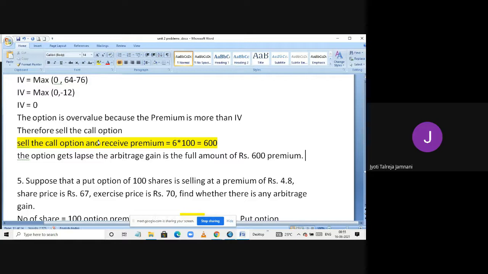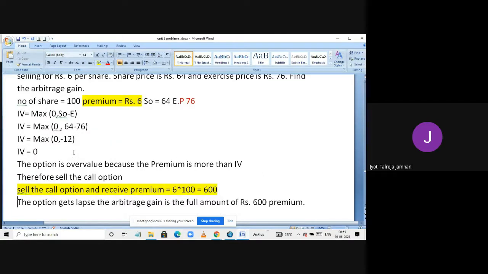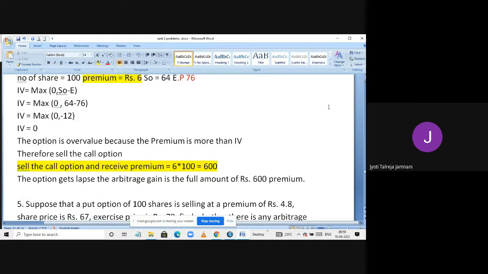This I had taught you yesterday, but then it was incorrect, because when the intrinsic value is 0, the call option holder will never exercise and accept a loss of 12 rupees. According to him, if he does it, he will lose 12 rupees here plus 6 rupees premium, total 18 rupees he is losing. So if he loses 18, I will gain 1800. Nobody wants to lose such a high amount. So he will not exercise the option, he will lapse it, and I will gain only the premium, 600 rupees.